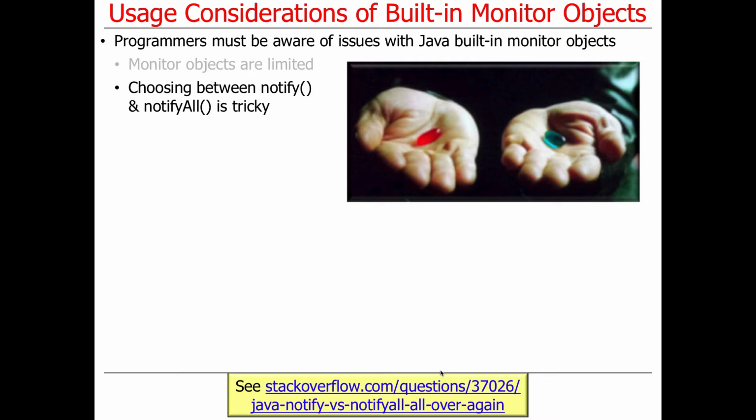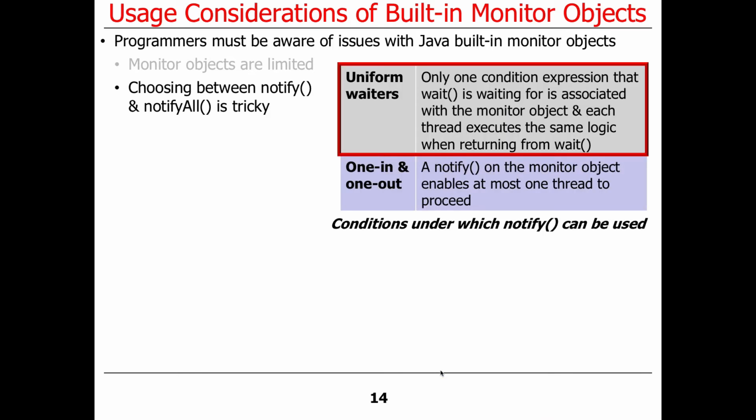Another issue is choosing between notify and notifyAll is tricky, and this is largely due to the fact that there's only one monitor condition per monitor object. And you can read about this here. It's very, very subtle. So here's the issue. You'll have to use notifyAll most of the time, and you can only use notify if two properties hold. This should say properties, not conditions.